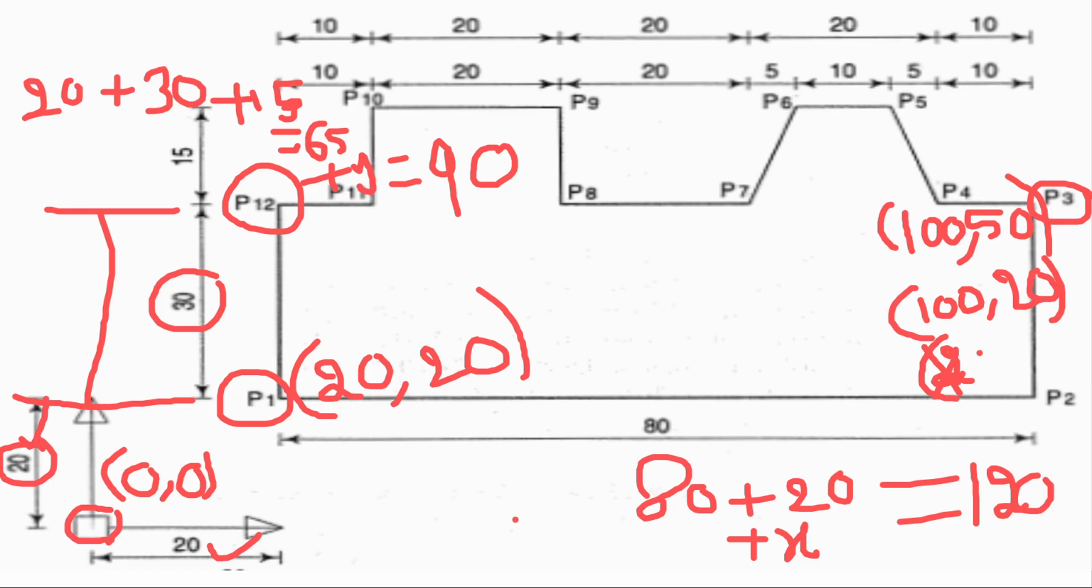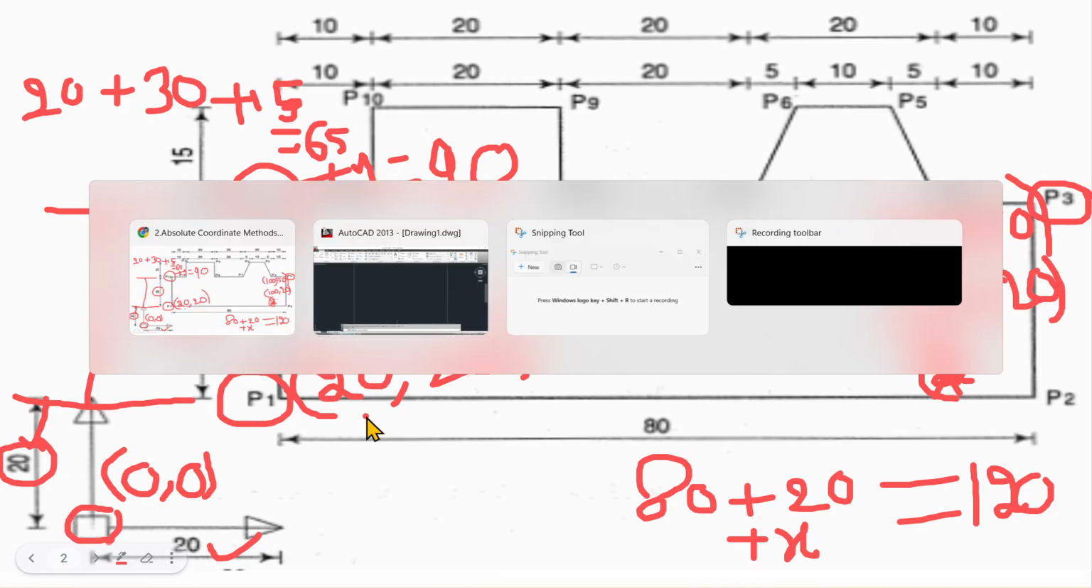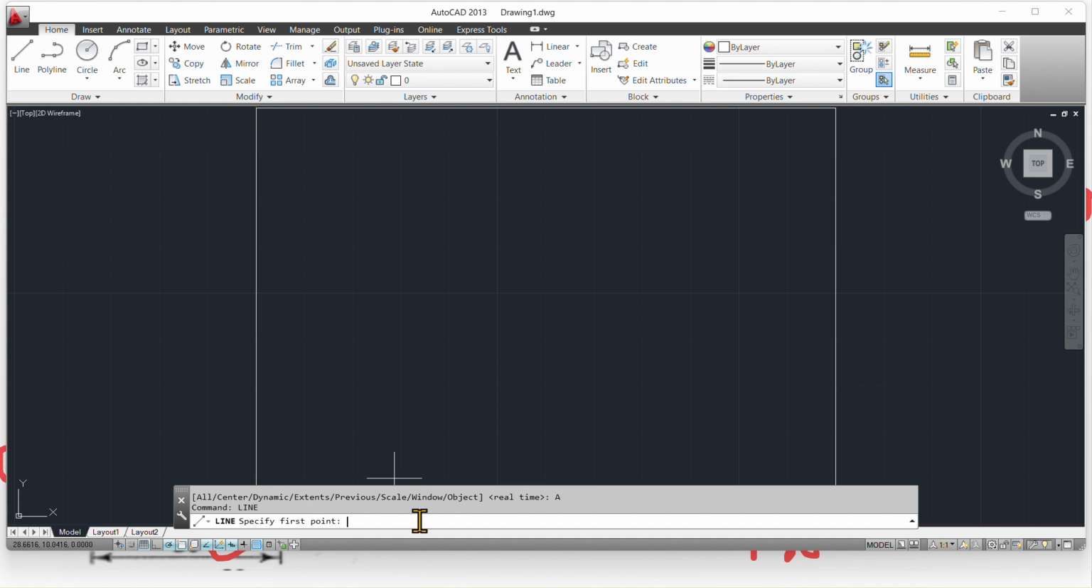We clearly visualize this diagram. Our first point is 20,20 because I will be considering the absolute coordinate method. I will take the first point as 20,20. And I press enter. You can see the line was started here. The line was starting and it is a polyline, so it will continue. So it is asking to specify the next point.